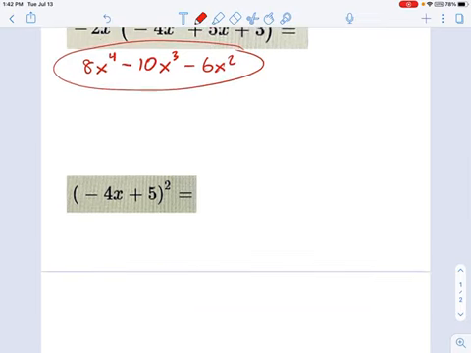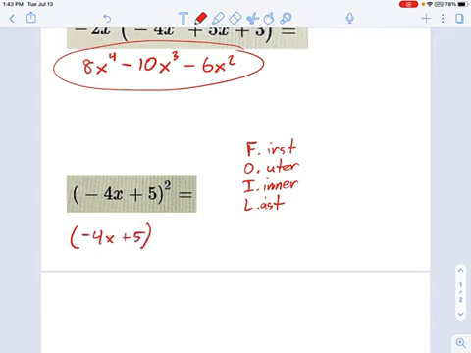Now, as you start getting into more complicated problems, sometimes they actually get smaller, like this one. We have to do a technique here called foiling. And if you remember what foiling stands for, it's spelled this way, F-O-I-L. That's first, outer, inner, and last. And I'll show you what I mean by that. Let's rewrite this as negative 4x plus 5, and it's squared. So what that means is you multiply it by itself, negative 4x plus 5.